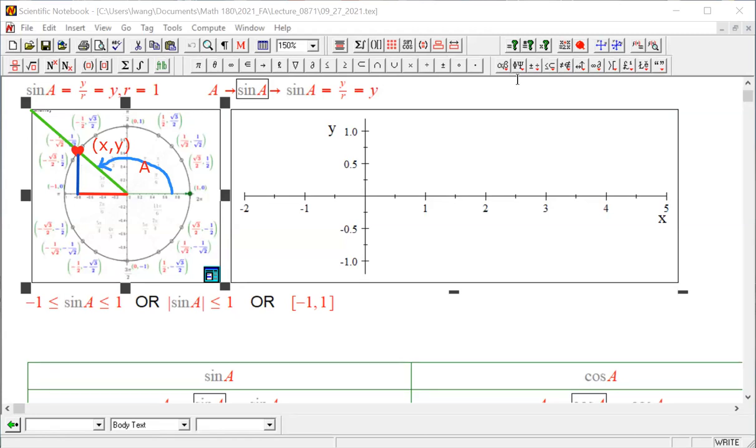What I'm going to do is that the input is going to be the angle. Input is the angle. The angle, I'm going to use the color orange. So input is my angle. And the output is going to be that ratio.